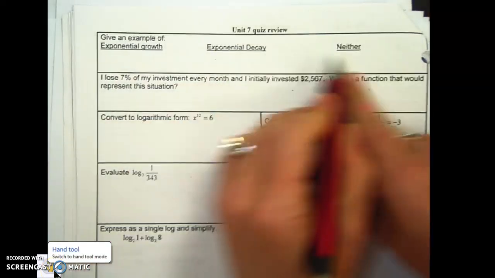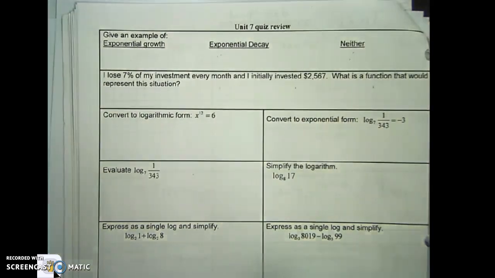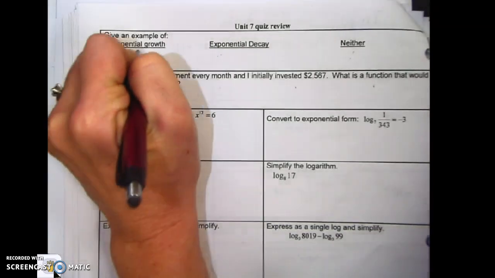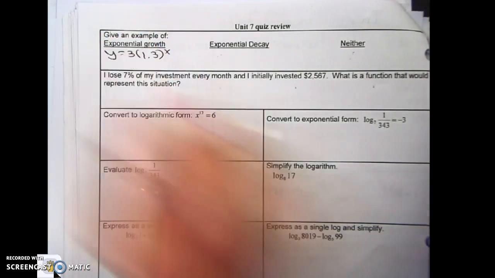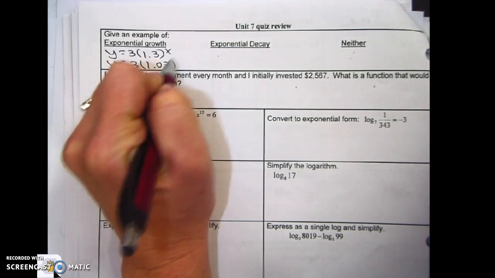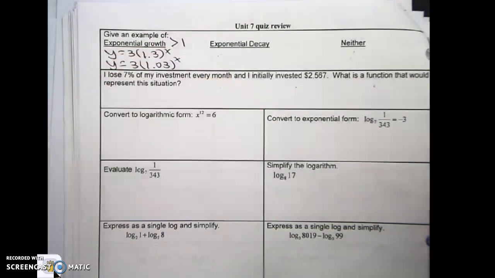I just need you to see the difference between these three. So you're probably going to have a multiple choice question that's going to say circle all the ones that are examples of exponential growth. So this is an example of exponential growth. This is an example of exponential growth. It's the idea that this number is greater than 1.